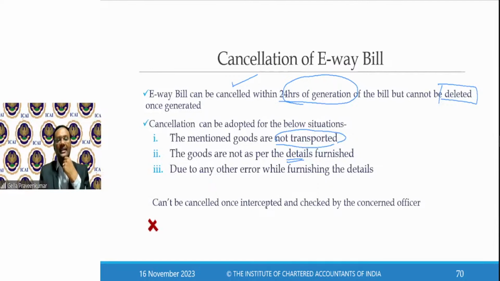But it cannot be cancelled once it is intercepted and checked by the officer. Once the movement of goods is happening, the officer stops this particular consignment. He verifies your details. Once the officer has verified, interception has happened, then I cannot cancel my e-way bill.